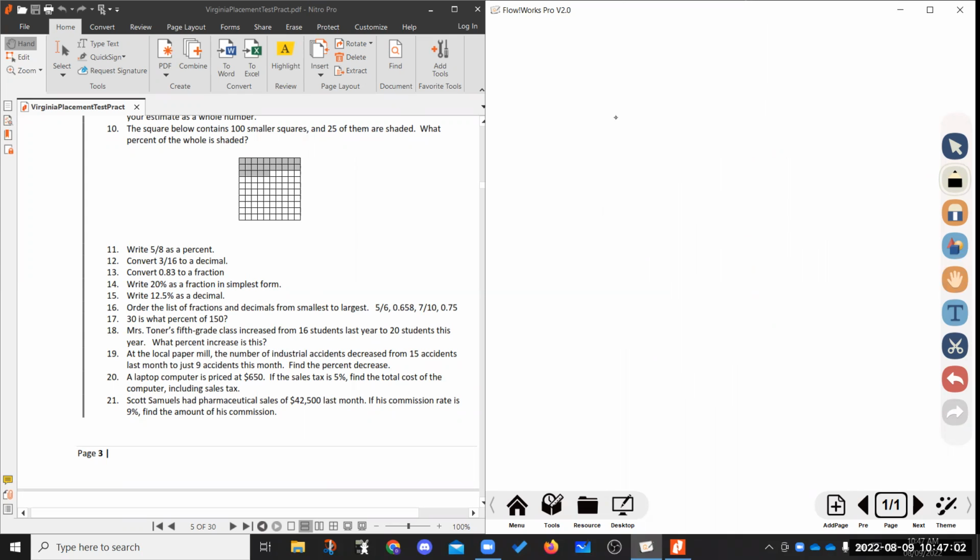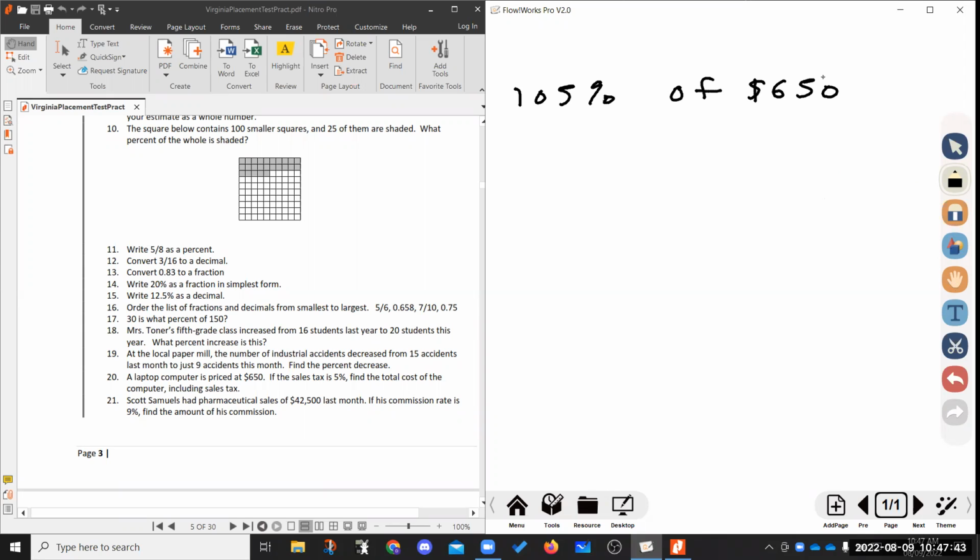A laptop computer is priced at $650. If there's a 5% sales tax, find the total cost of the computer, including sales tax. So we need to have a 5% markup. So I need to pay the entire original price, which is 100%, plus another 5% tax. So I need 105% of, let me write it as a percent, I need to pay 105% of $650 is really what I'm being asked for.